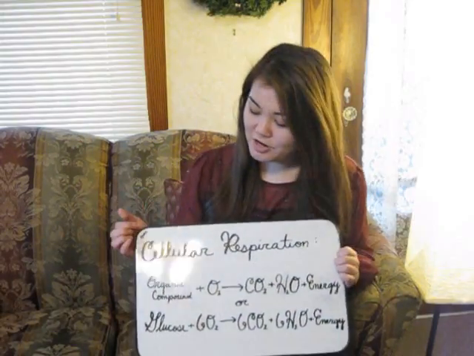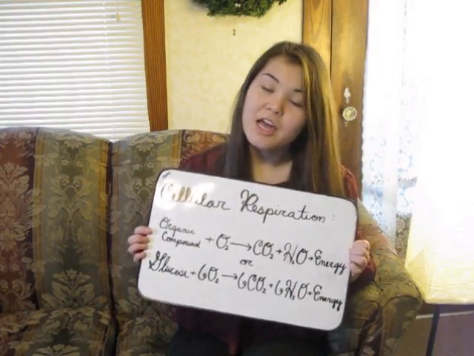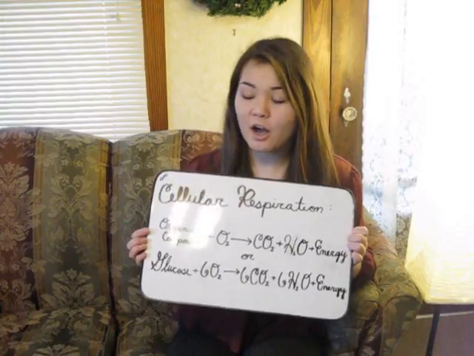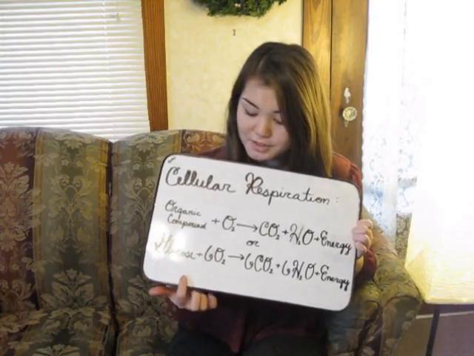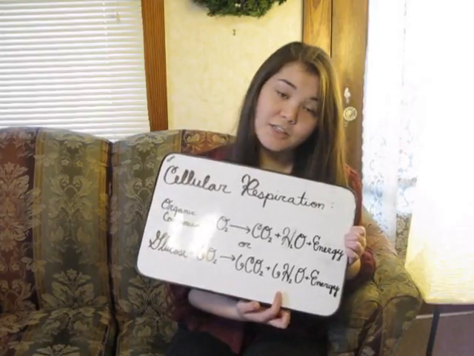Cellular respiration is how we change the organic compounds in our food into energy we can use. The chemical equation for cellular respiration is an organic compound plus oxygen yields carbon dioxide, water, and energy. But since glucose is often the organic compound, we can also use glucose plus 6 oxygens produces 6 carbon dioxides, 6 waters, and energy.